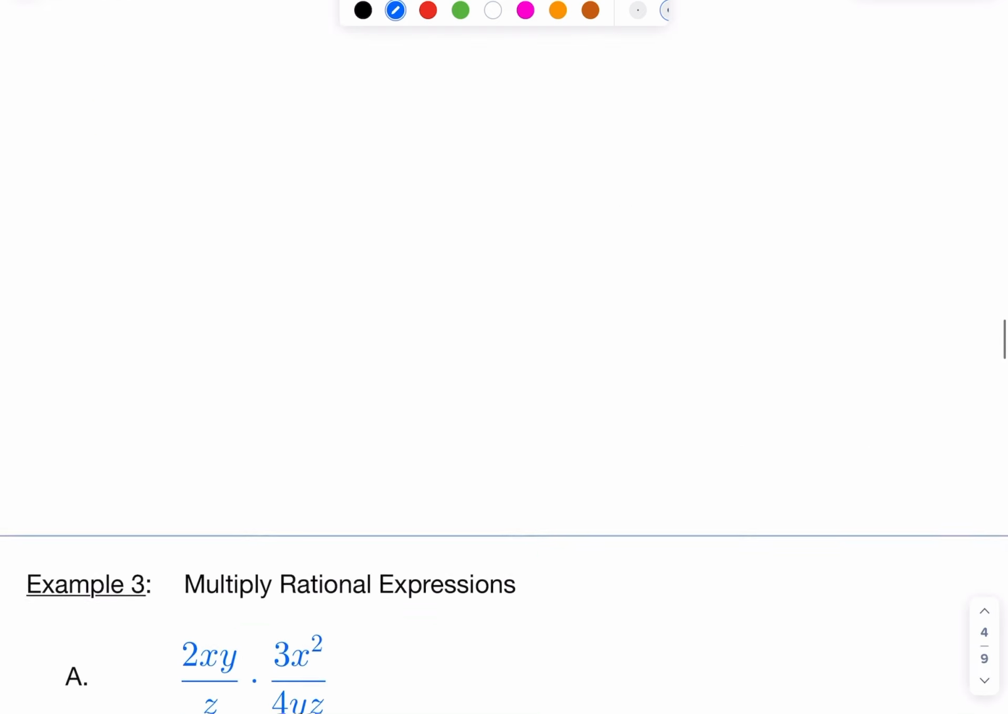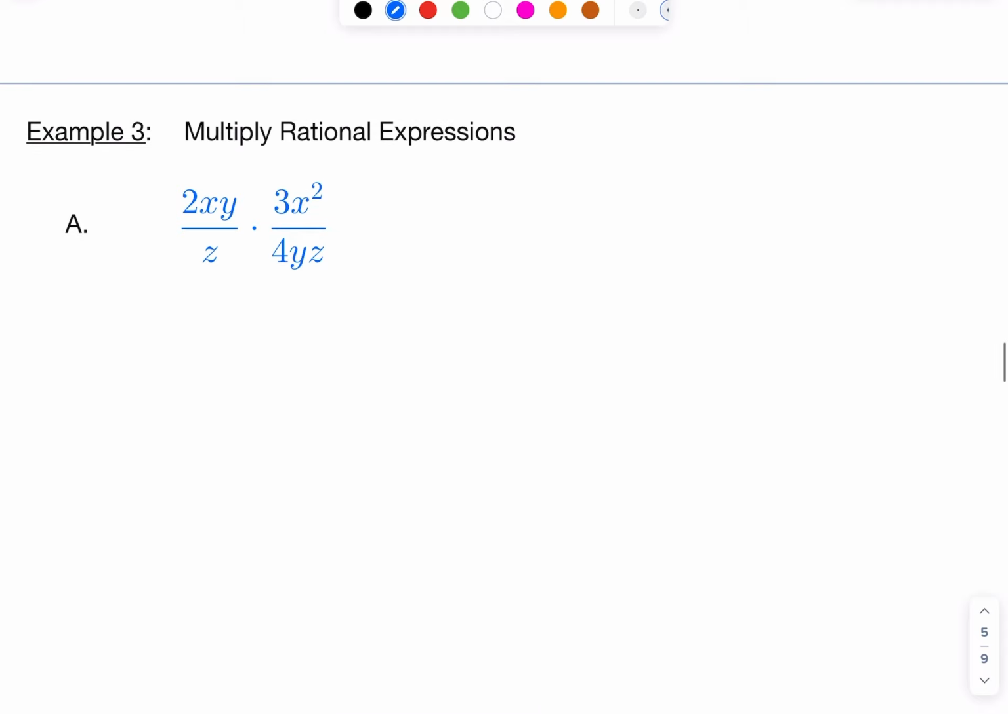All right. Now, here's another example where we're now multiplying rational expressions. And multiplying rational expressions is exactly the same as multiplying fractions. And what I mean by that is when we multiply rational expressions, or fractions for that matter, we're just multiplying across the numerator, and then we also multiply across the denominator. So when we do, we end up getting 6x cubed y over 4yz squared.